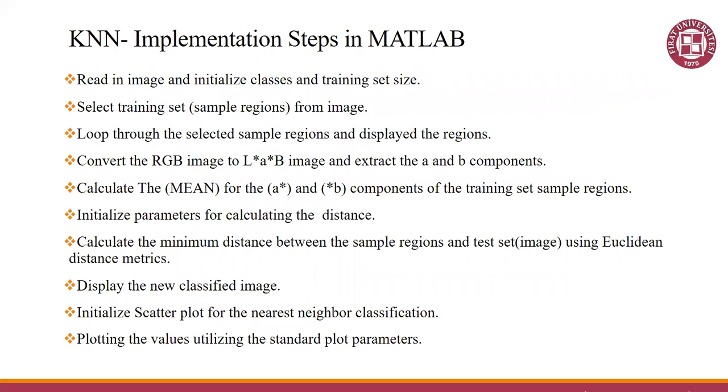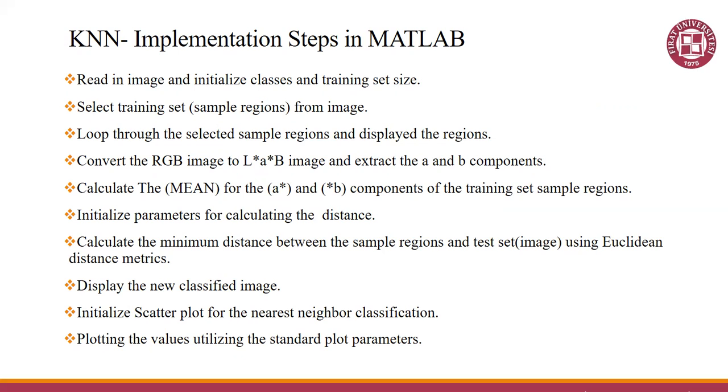KNN implementation steps in MATLAB. For us to implement KNN in MATLAB, we have to take these 10 steps. First of all, we'll read in an image and initialize classes and training set size. We select training set sample regions from image. We loop through the selected sample regions and display the regions. We convert the RGB image to a lab image and extract the A and B components.